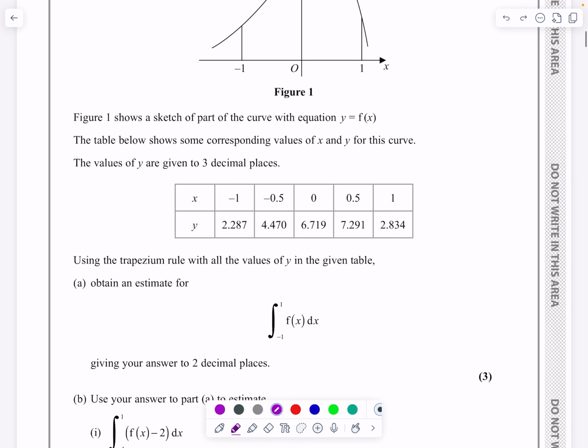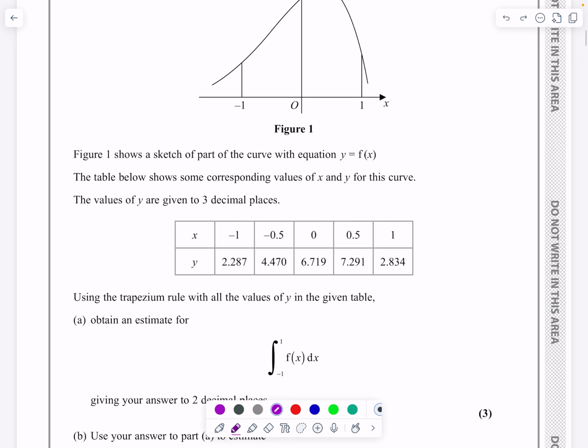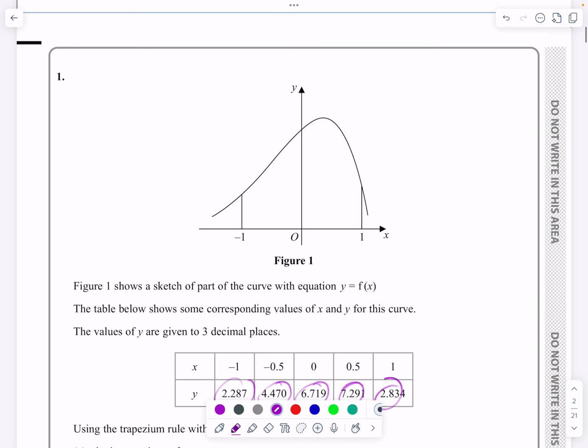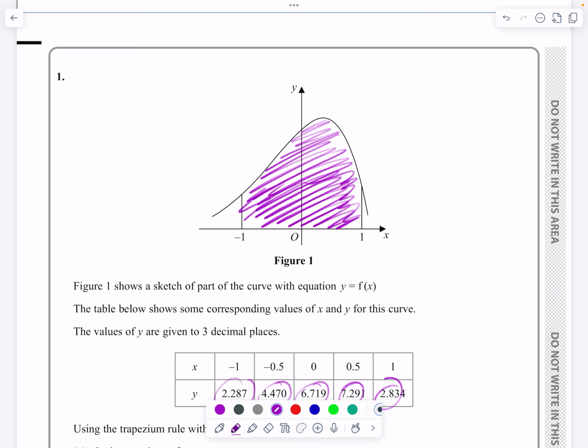So what have we got with this one? They've given us this function f(x). In the table, they've told me what all of these values are. And then what they've said is, can we obtain an estimate for the integral between 1 and minus 1, which is going to be, as we said, this area here underneath this curve, but between the values of 1 and minus 1.